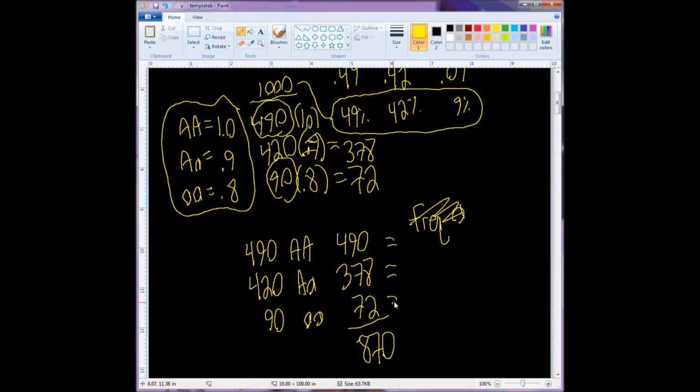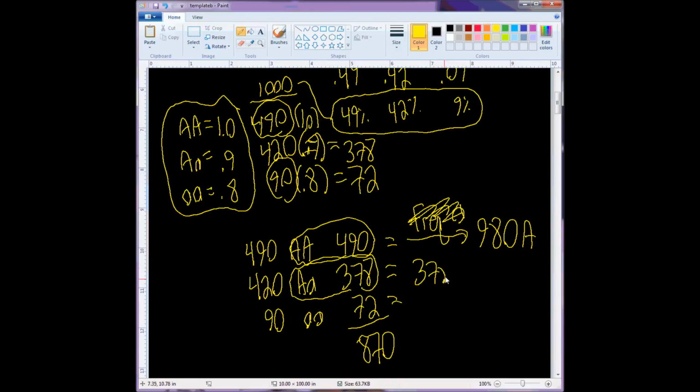Well, let me step back a bit. How many big A alleles are these 490 individuals contributing to the next generation? Each one of them has two big A alleles. So we're just going to multiply this by 2, and we're going to get 980 total, right? 490 times 2 is 980. Now, how many big A alleles are going to be contributed by these 378? Just 378, because they're heterozygous. They're also going to contribute 378 little a's, right?